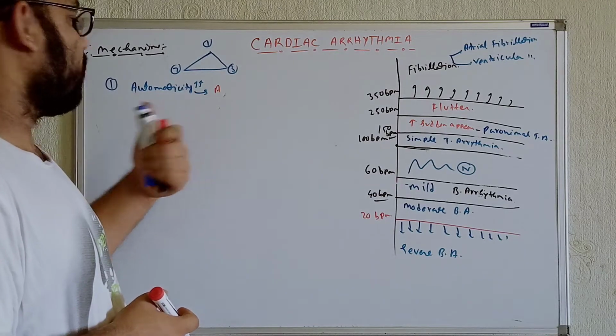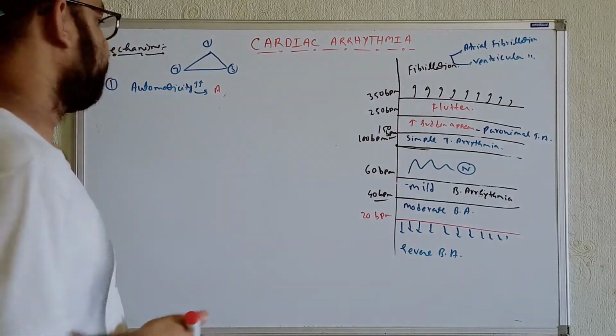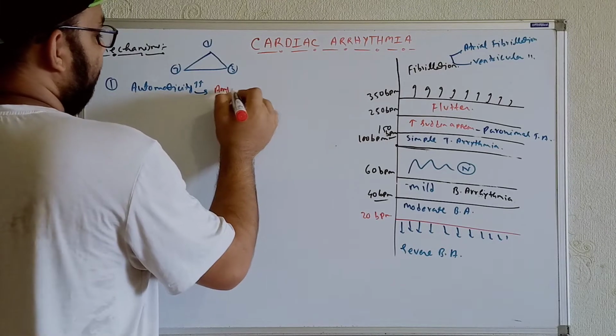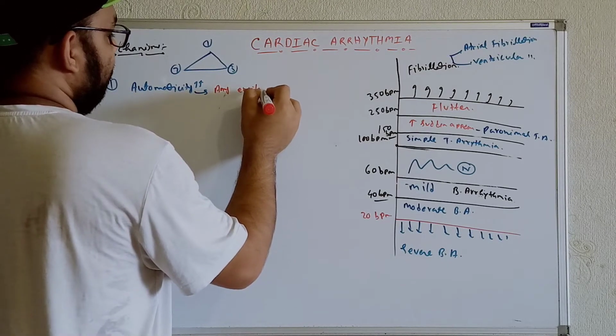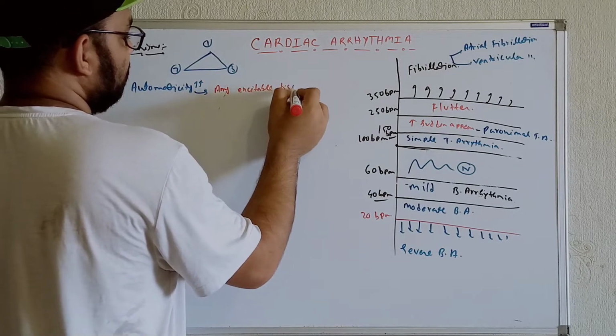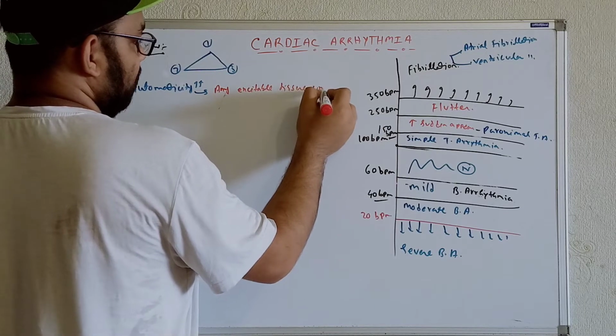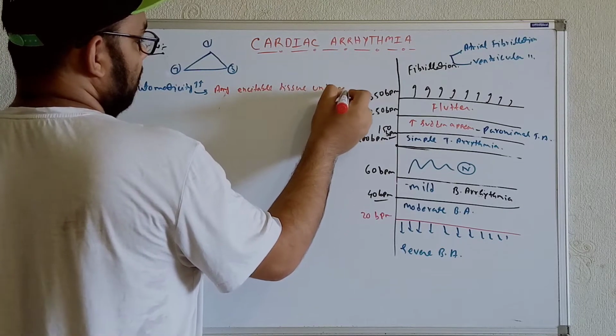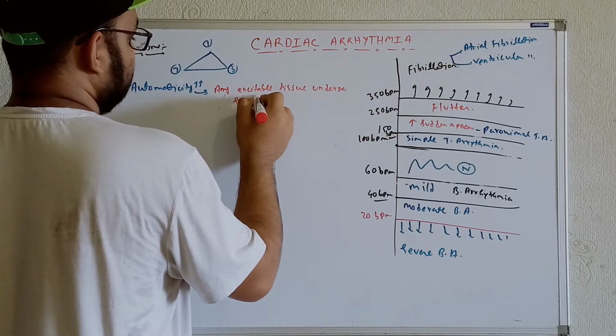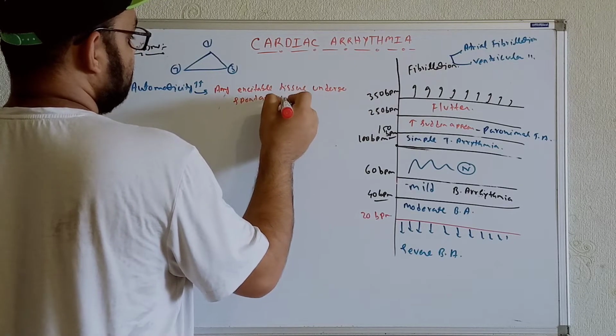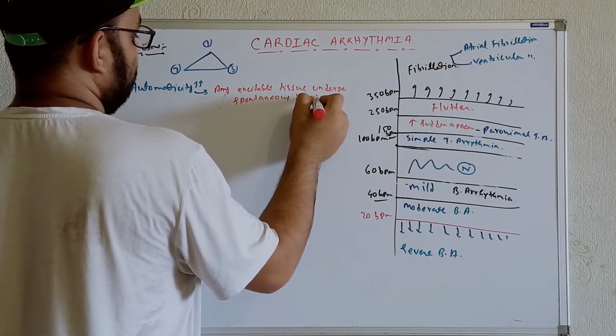That will be known as what? Automaticity. That we see in the case of the SA node. So any excitable tissue can undergo spontaneous depolarization.